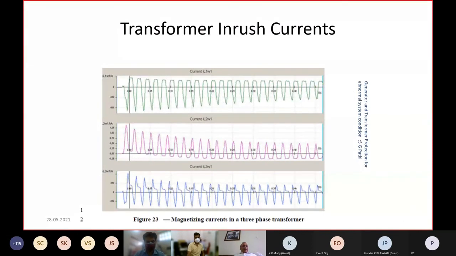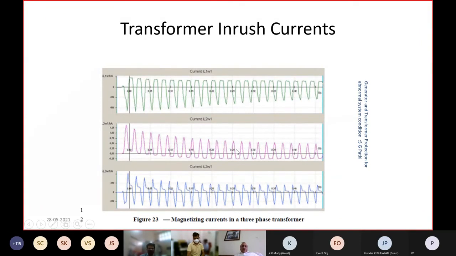The second problem associated with transformer protection is the inrush currents. All of you must be aware that when the transformer is energized, there is a magnetizing current which flows only on the winding from the side where you energize the transformer, and that current has a very high second harmonic content. So typically the wave shape is a peaky waveform as shown in this diagram. This is a typical diagram.